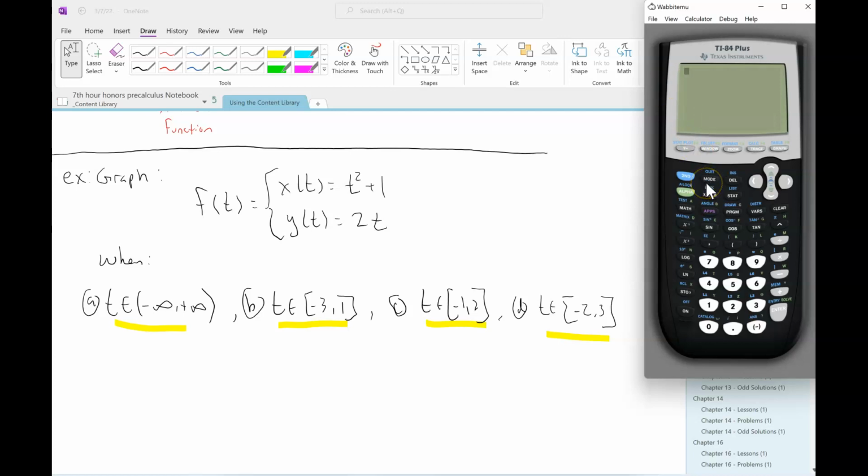So the first thing we're going to do is press our mode button, which is right next to the blue second key. Now notice this fourth line where it has four options. It has FUNC, PAR, POL, and SEQ. FUNC is like Cartesian functions. That's everything we've done up to this point has been in the Cartesian function.